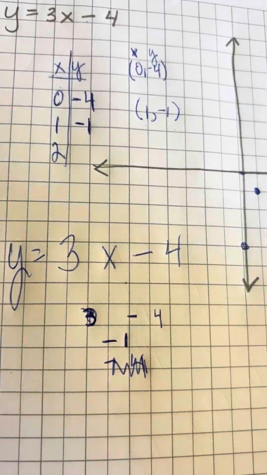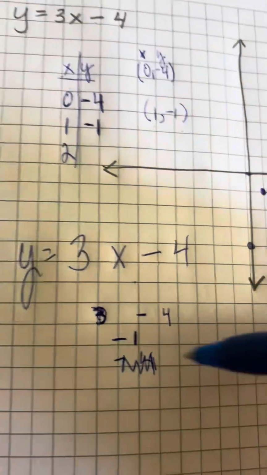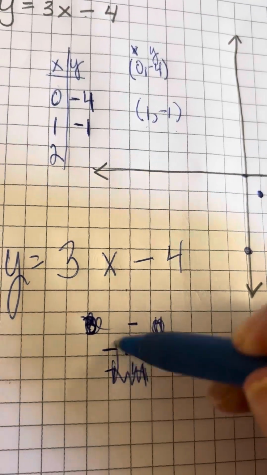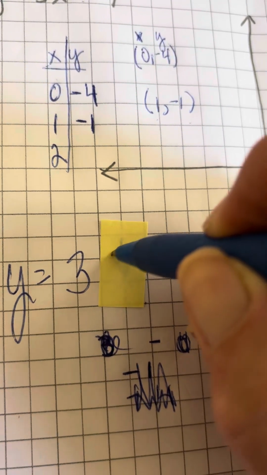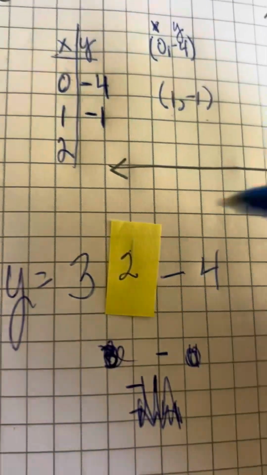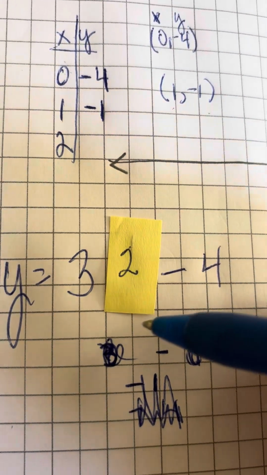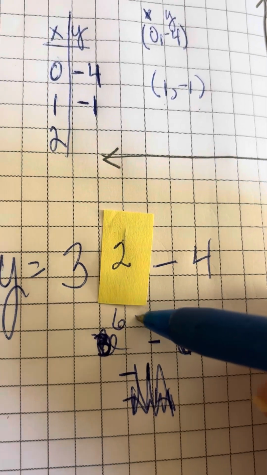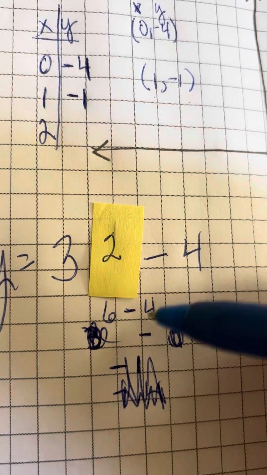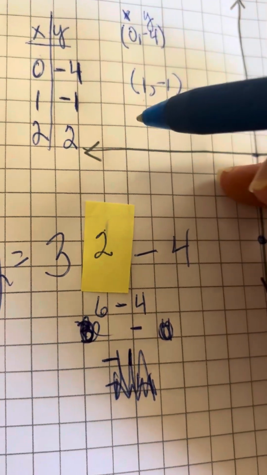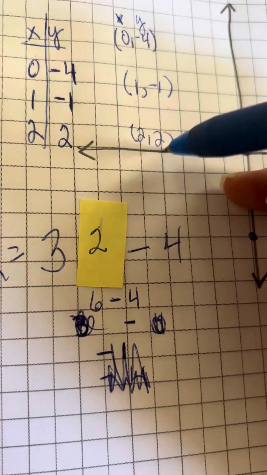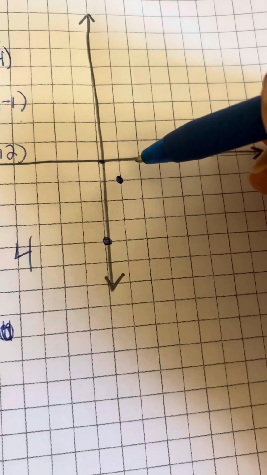So I decided to use the number 2. This time, I'm going to place the 2 in. The 2 goes right here in place of the x. So I'm multiplying 3 times 2, which is 6, and I'm taking away 4. 6 minus 4 is 2, so that goes here, and that is (2, 2). So I will go over and count 1, 2, and I go up 1, 2.